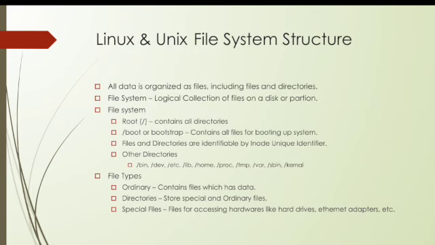Now let's go over the Linux and Unix file system structure. In the Unix operating system, all data is organized as files, and this includes files and directories. The file system is basically a logical collection of different files on a disk or a partition. Within the file system, we have the root, which contains all the directories and all the files. And then we have the boot directory, which contains all the files for booting up the system. The files and directories are identifiable by an inode, a unique identifier.